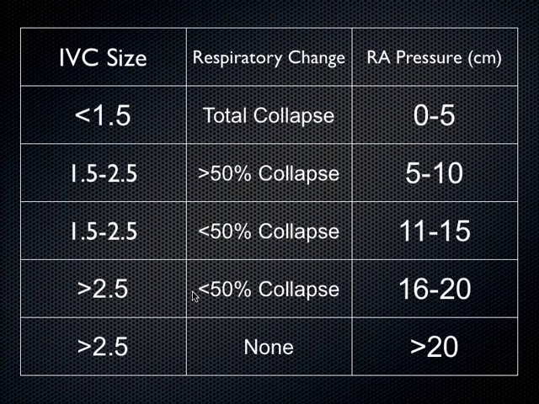So if the IVC is like really, really small and you breathe in, collapses down, then your right atrial pressure is really low and you need some fluids. And then you've got all these numbers here. When it's really big, like more than 2.5 centimeters, you can measure with the calipers, and then the patient breathes in and it doesn't move at all, then their CVP is over 20. Just kind of put that in the back of your mind. We're going to come back to this quite a bit.